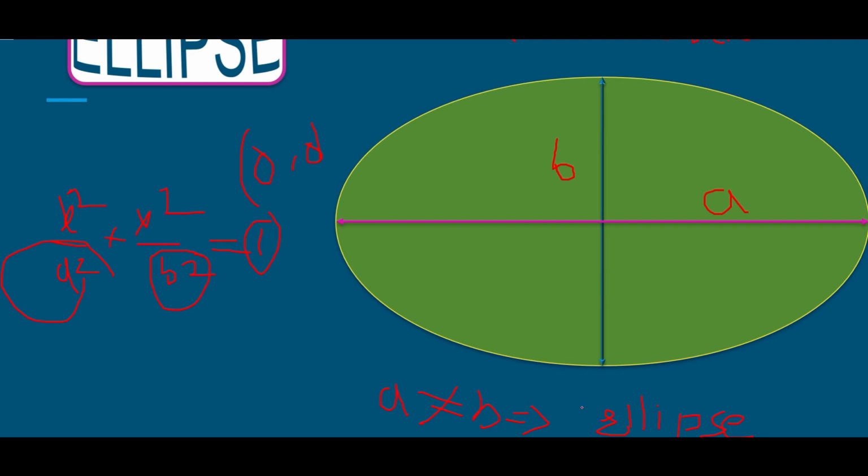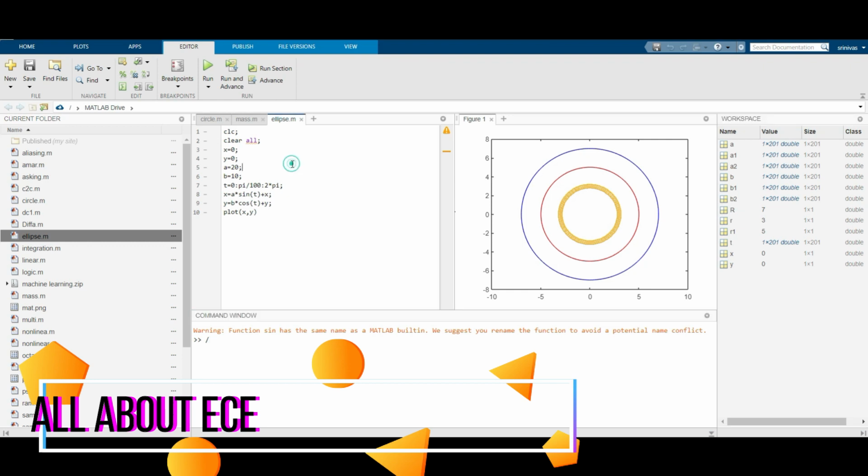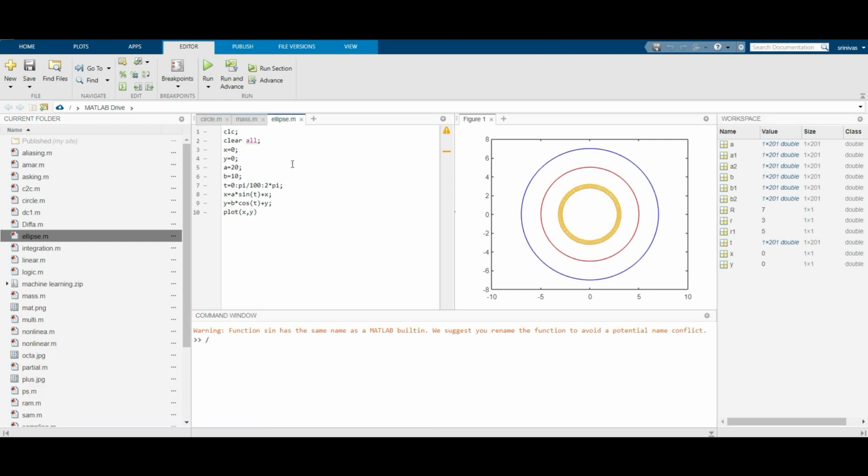So now let's see the execution in MATLAB. Here you can see the code for the ellipse. Here x is equal to 0, y is equal to 0. I have taken the center as 0 comma 0, with a major axis of 20 and a minor axis of 10. To avoid confusion I am taking different variables, don't get confused.